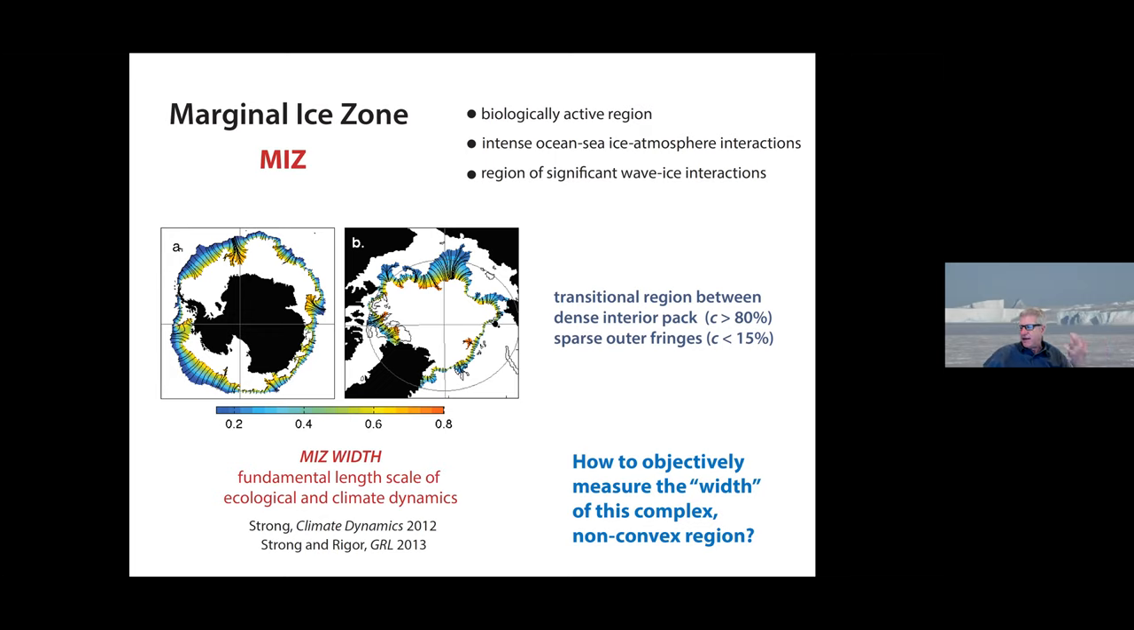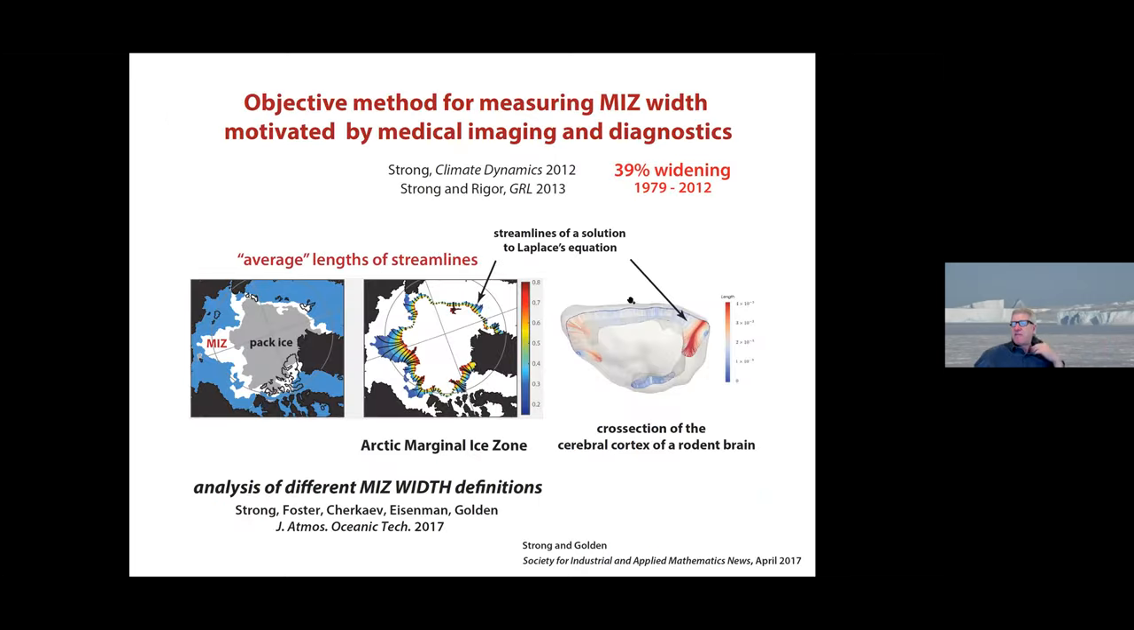How do you do that? My colleague, Court Strong, in Atmospheric Sciences, came up with this fantastic, beautiful mathematical idea to assume that it's a harmonic function, that it solves Laplace's equation, which is not crazy because that's the steady state heat equation. Anyway, from 8.8 boundary conditions down to 0.15.